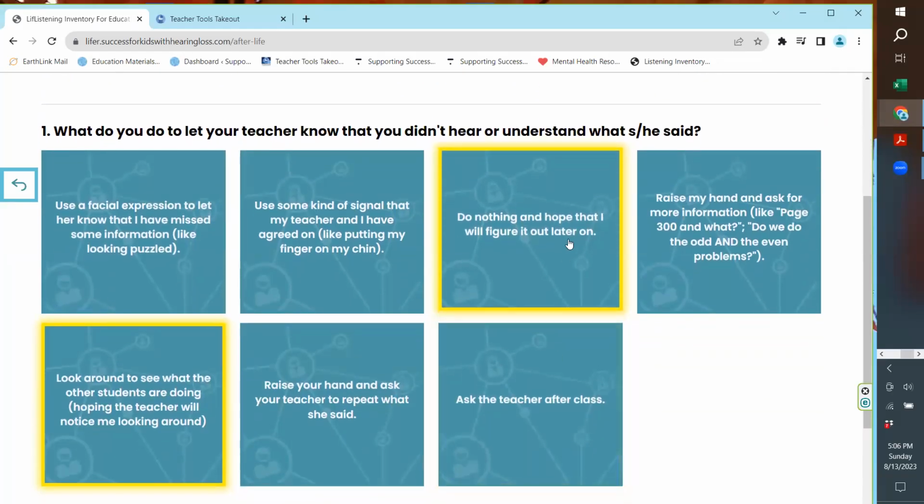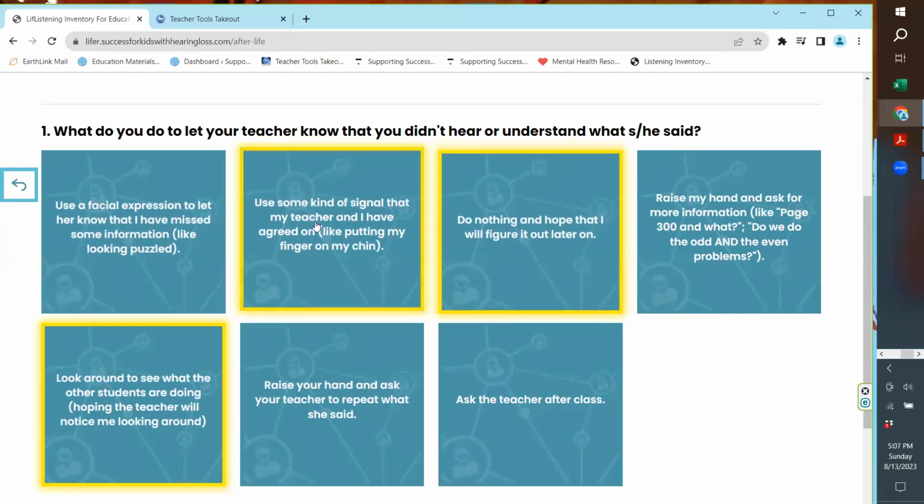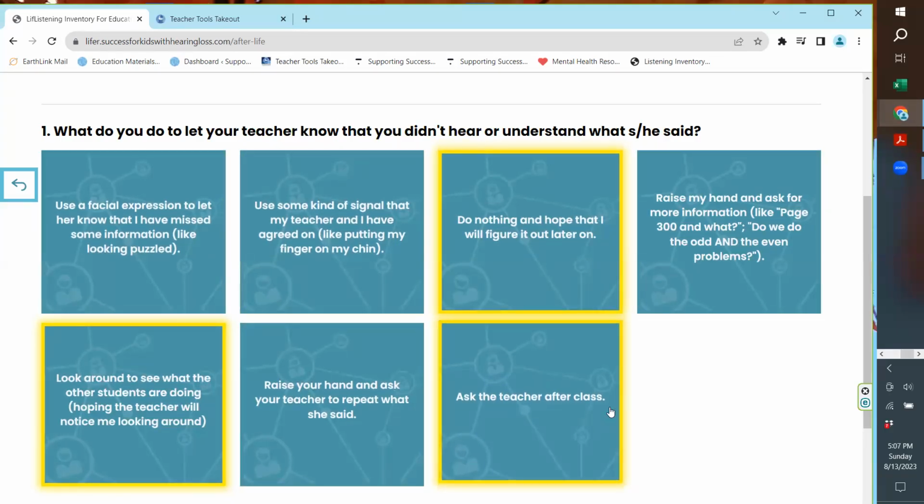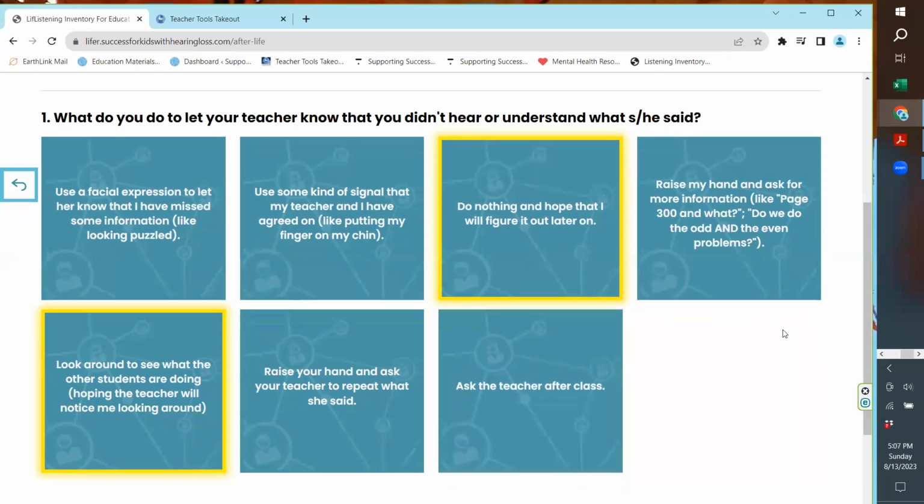So like, do nothing and hope that I will figure it out later on, that would be a negative strategy. Using some kind of a signal, that would be a positive strategy. Looking around, kind of neutral, it's very passive. So there's a gamut here. They're not all positive strategies. So it sets the child up to maybe choose one that is more realistic. And again, the best way to do this is from a discussion standpoint.